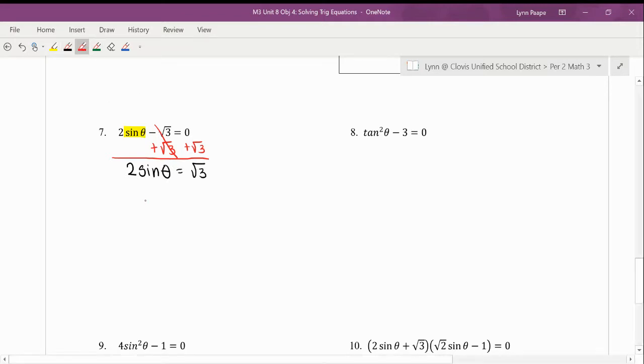And then now I need to divide the 2 over. And again, that's because I'm trying to isolate the trig ratio. And then now I want to find theta prime, which is my reference angle. So I'm looking for where sine is equal to the square root of 3 over 2.